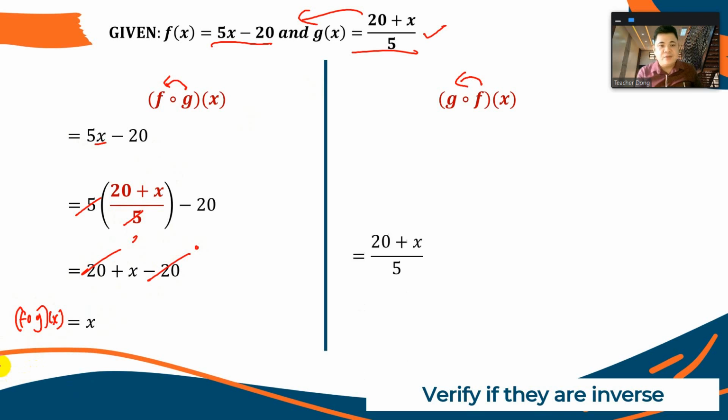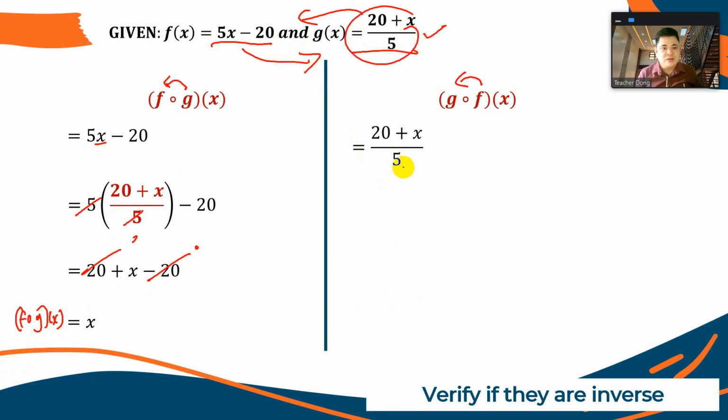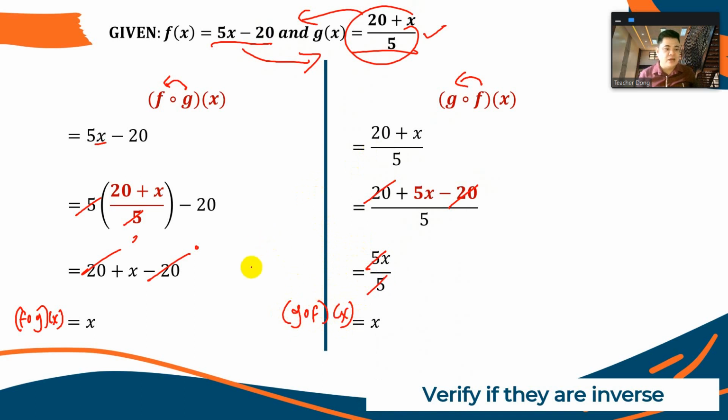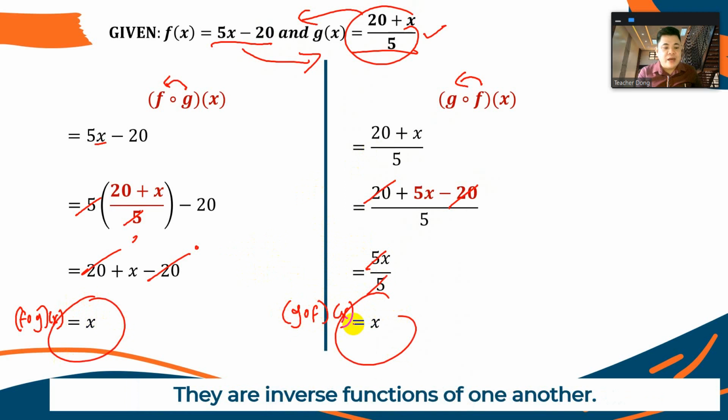So that's how you will do it. And then the other one, we have the function (20 plus x) over 5, and the first function will be substituted into this. You will change x to 5x minus 20, which is the first function. Then 20 minus 20 is also 0. What will remain is 5x over 5. Cancel 5, or 5 divided by 5, equals x. Therefore, g circle f of x is equal to x. As you can see, they are equal, so we can say that they are inverse functions of one another.